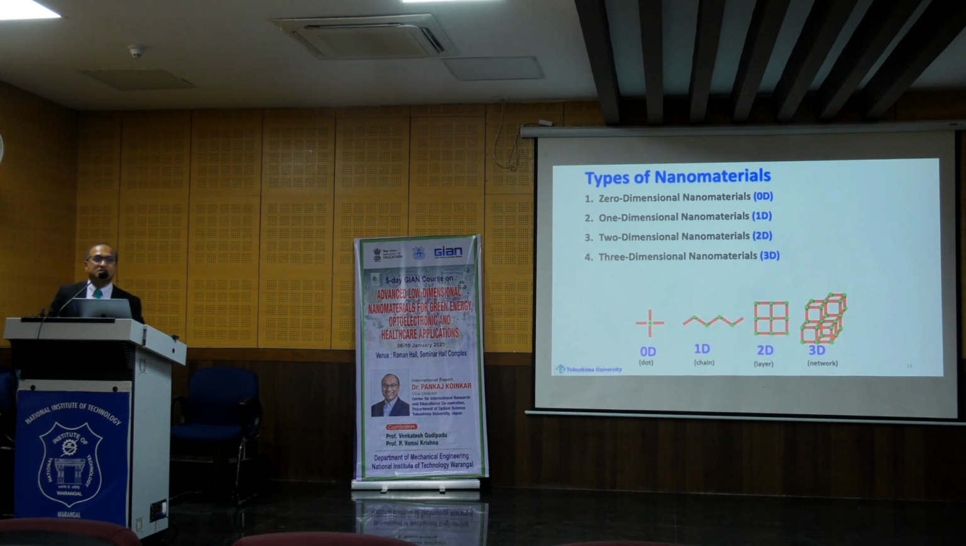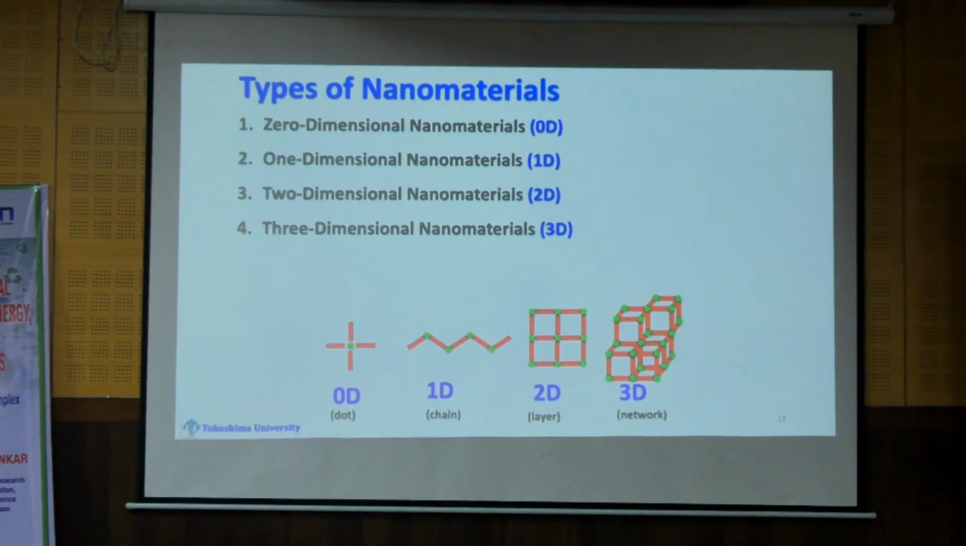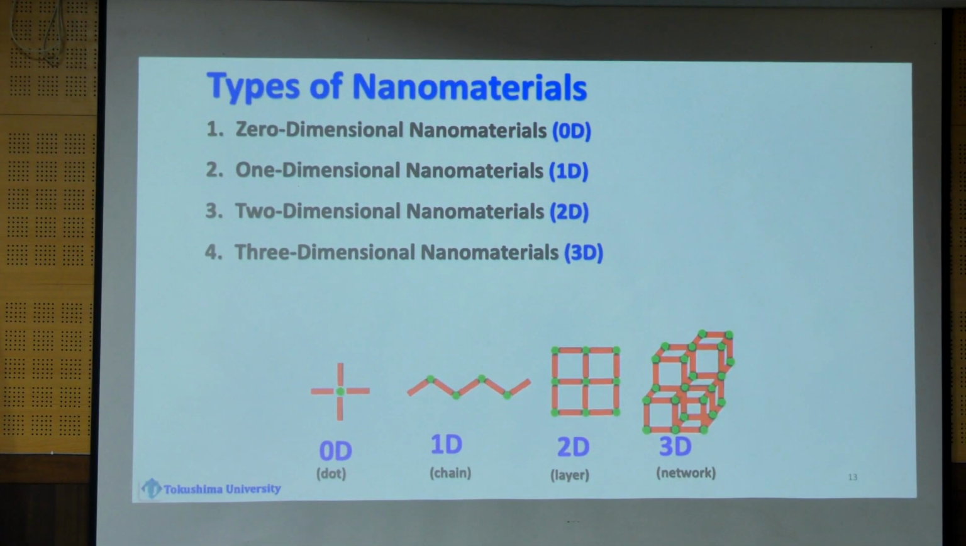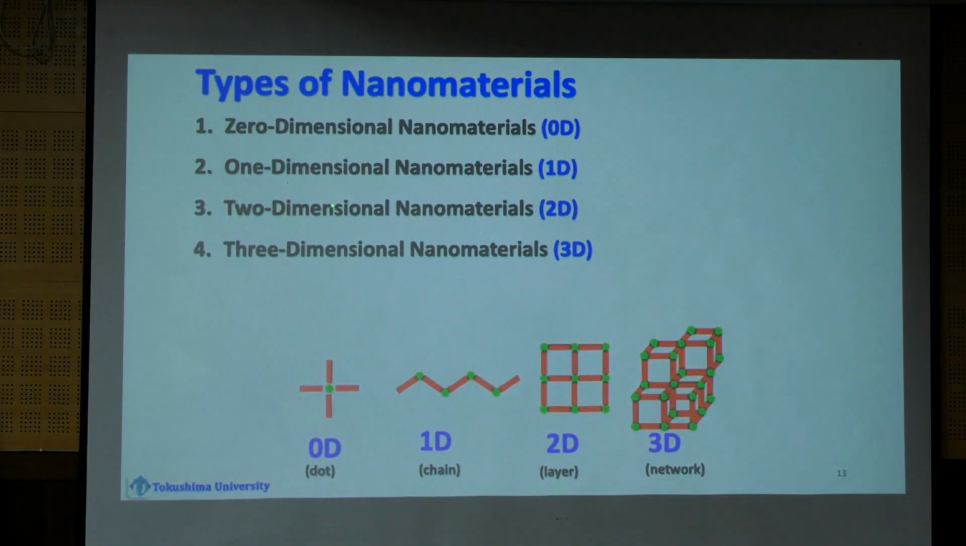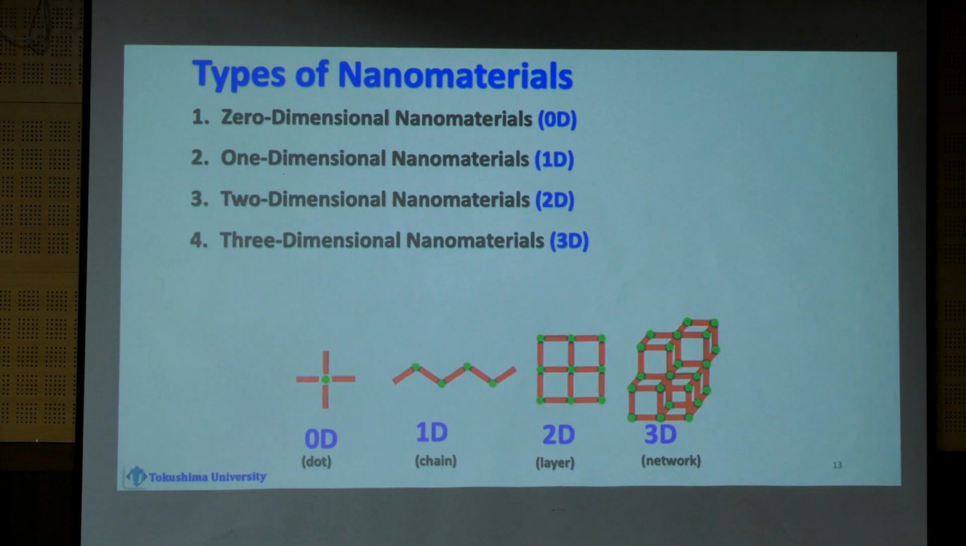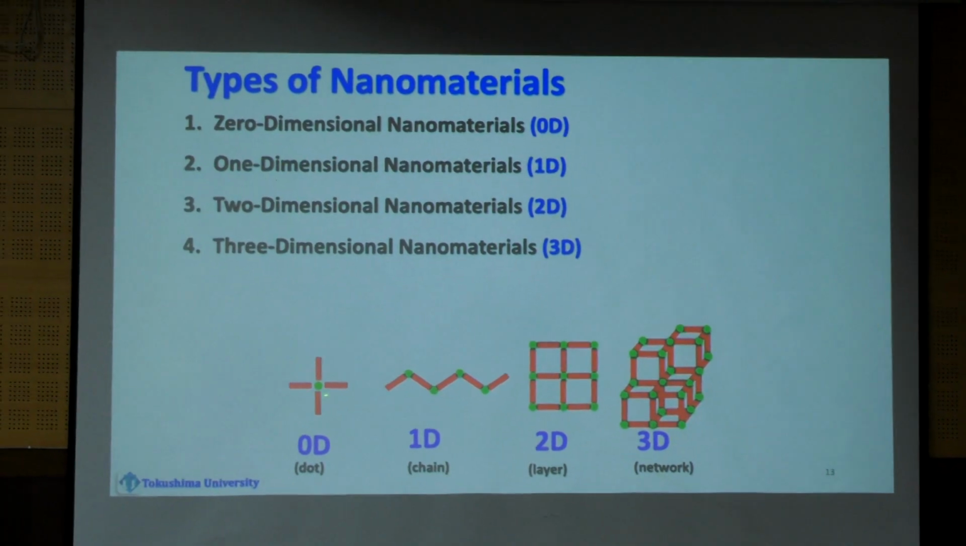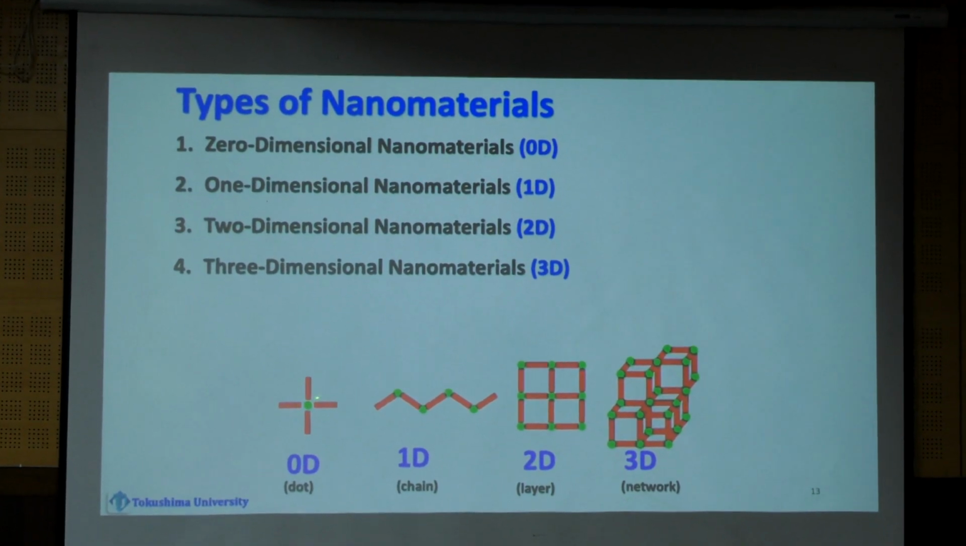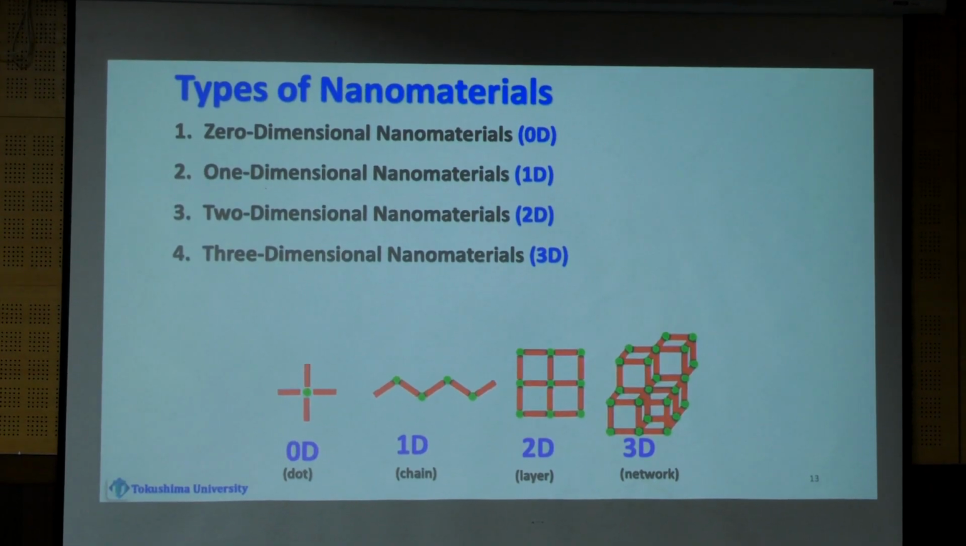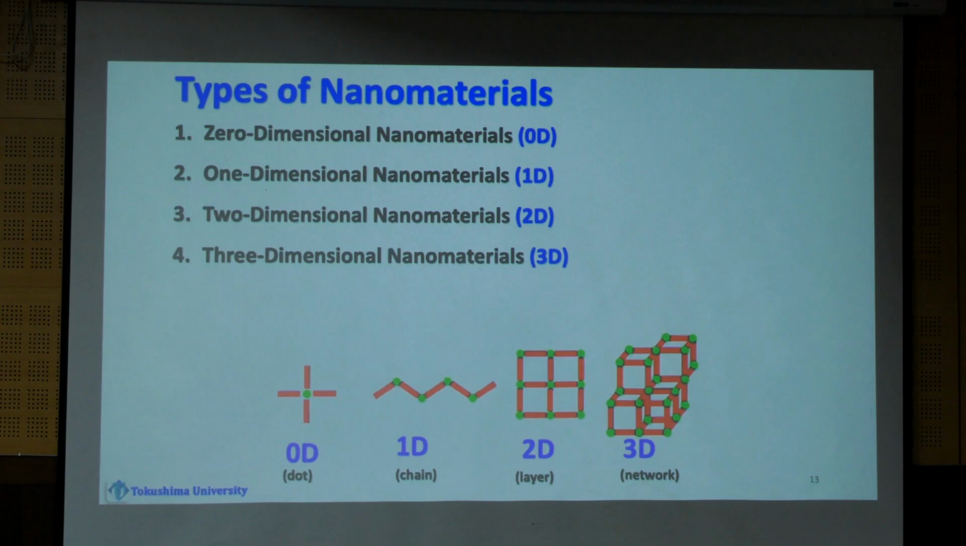What is 0 dimension? What does 0 dimension mean? What does 1 dimension mean? What does 2 dimension mean? And what does 3 dimension mean? So 0 dimension is the first type of nanomaterial. 1 dimension is another type of nanomaterial, and 2-dimensional material is the third, and 3-dimensional is the fourth. Now here, this green part is considered as a 0 dimension.